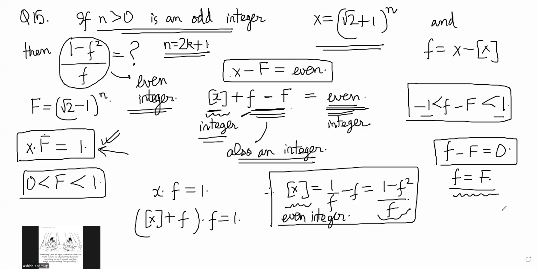Once we get that, we can use it here and say x times small f is 1. So GIF of x plus f into f is 1 and we get this expression. And that solves our problem. I hope everyone has understood the logic of these types of questions. They are not difficult. There is just a standard approach to do them, and you need to know that, right?